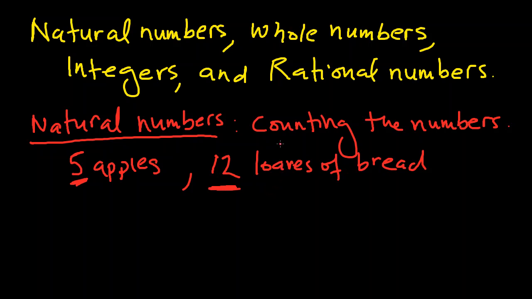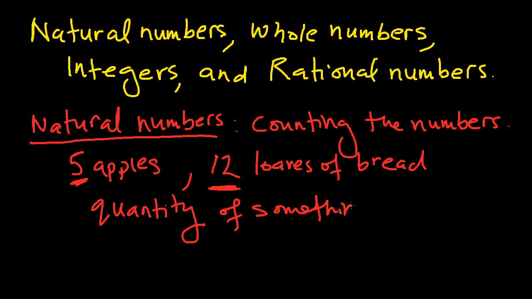So natural numbers are all the counting numbers. So all the numbers we usually use to specify a specific quantity of something. So natural numbers start from 1 and go on to infinity. So 1, 2, 3, 4, 5, etc. So that's what natural numbers are.